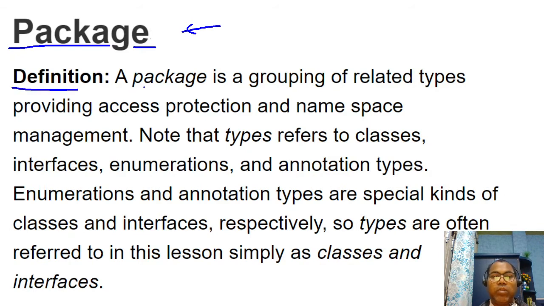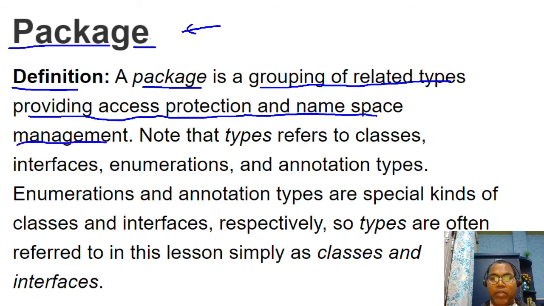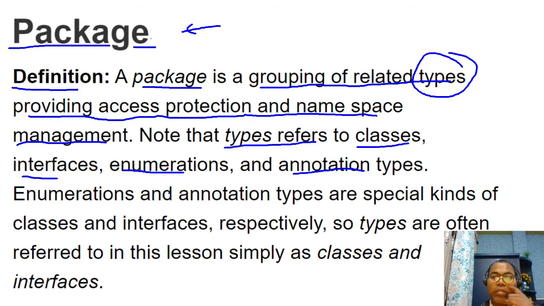A package is a grouping of related types. Let's say we have types, and a package provides access protection and namespace management. What do we mean by types? Types refer to classes, interfaces, enumerations, or annotation types. So these are the types.